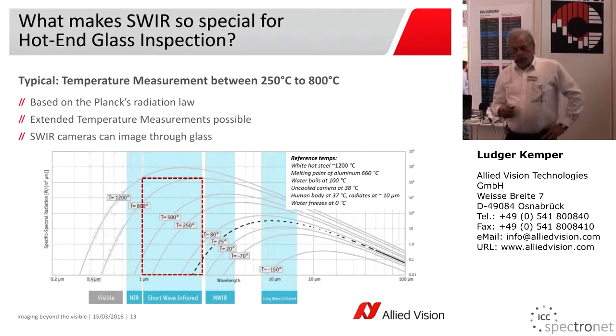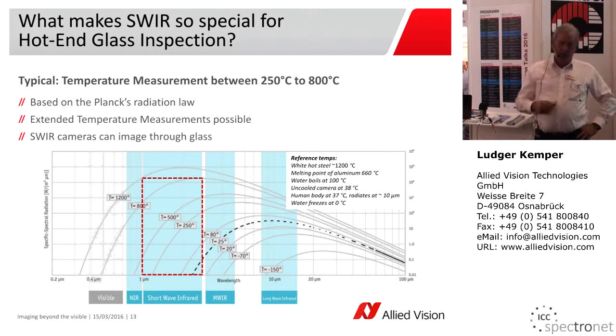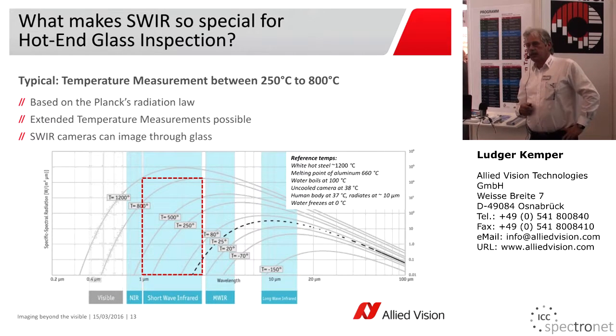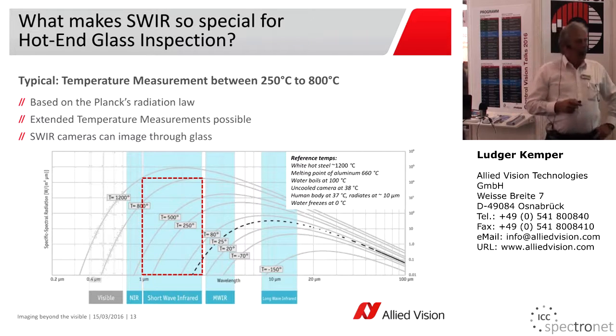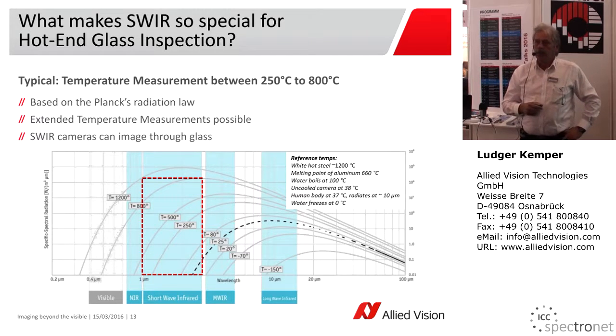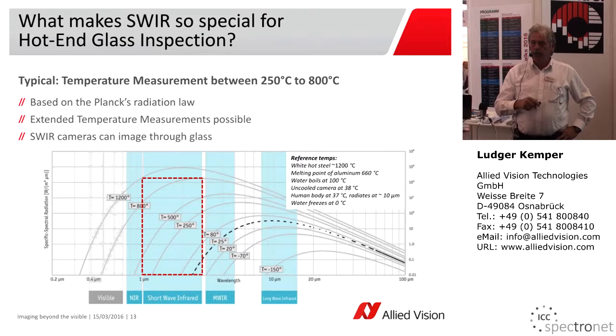You also can use the SWIR camera. I mentioned that you can make temperature measurements in that range. Based on Planck's radiation law, what you see here is that the warmer the material, the lower the wavelengths at which it emits. When you have low temperatures, you use microbolometers, long wave infrared cameras. But when you have higher temperatures, from 250 to 800 degrees, you can also use the SWIR camera to detect this.